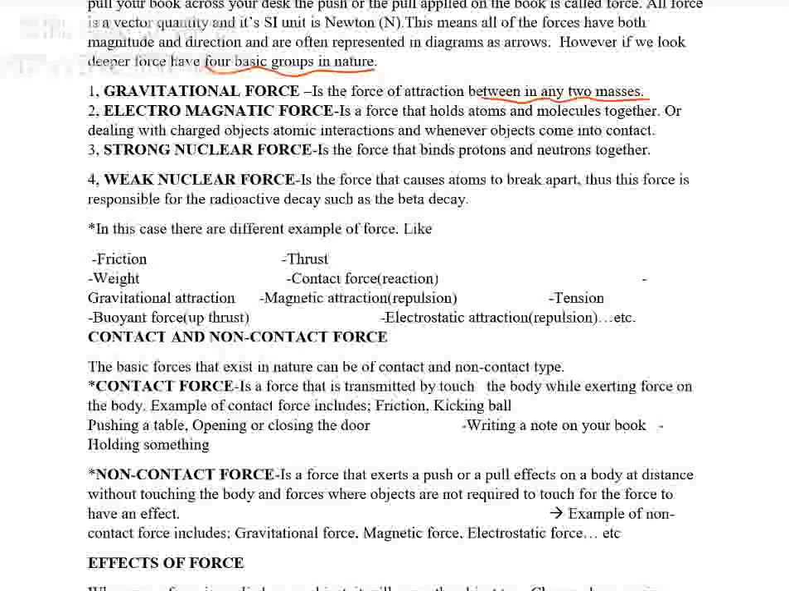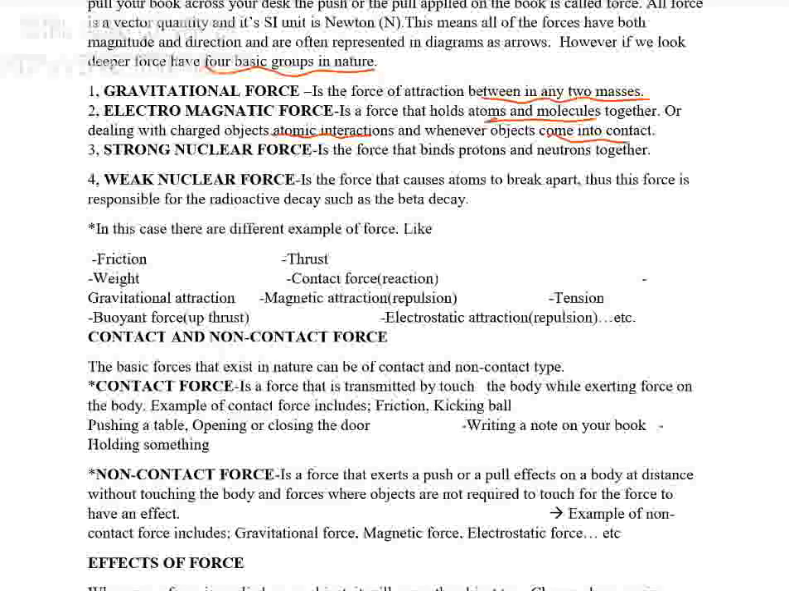And the second one is electromagnetic force. This electromagnetic force is a force that holds what? Atoms and molecules together, or deals with charged objects, atomic interaction, whenever objects come into contact.